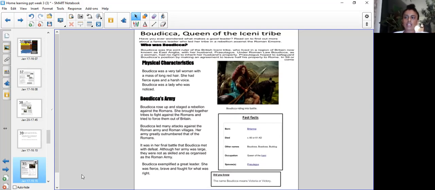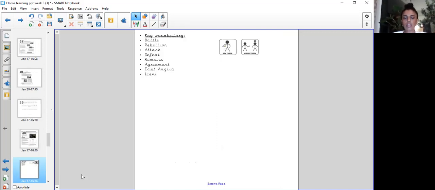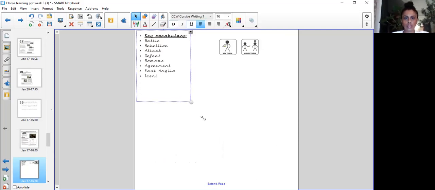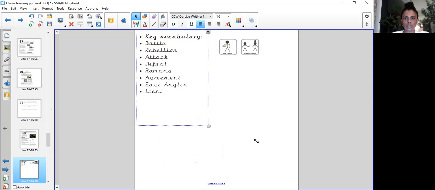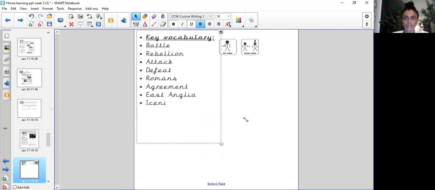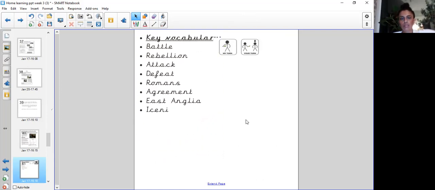So, whilst understanding that we have a text map, we also need to understand some of the key words which are coming up in this text map. So, here are some of our key vocabulary for this topic on non-chronological reports. We have battle, rebellion, attack, defeat, Romans, agreement, East Anglia, and Iceni. So, let's go and see if we can find out what they mean.